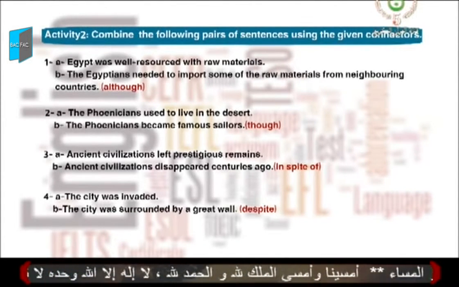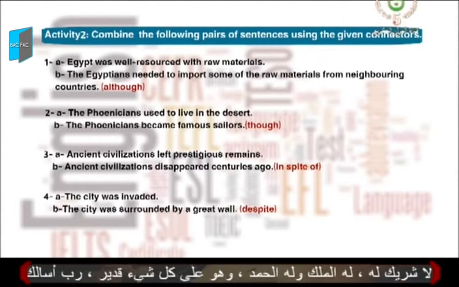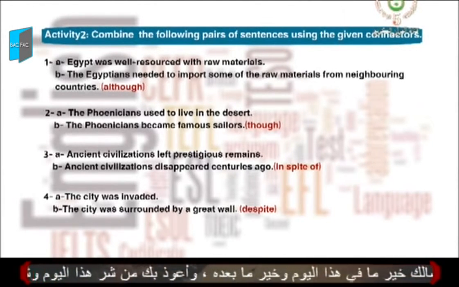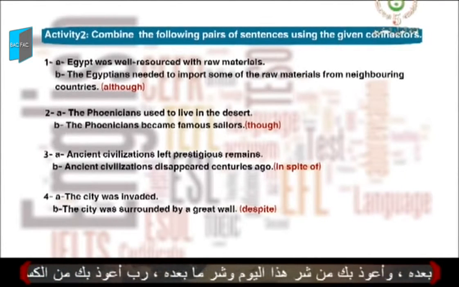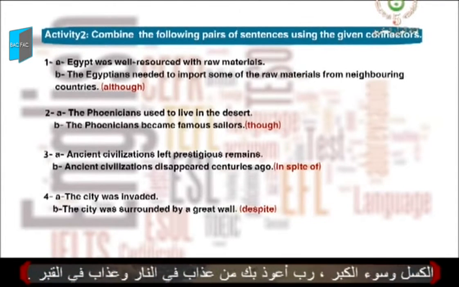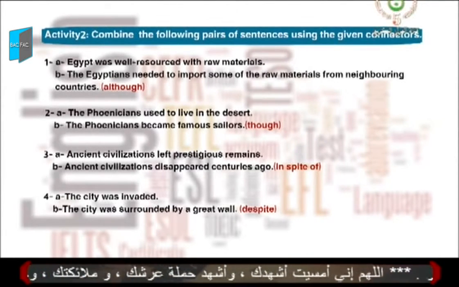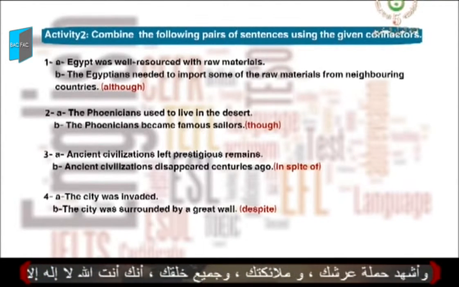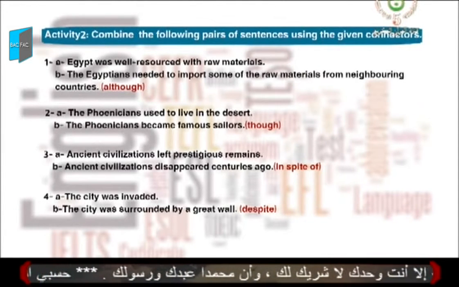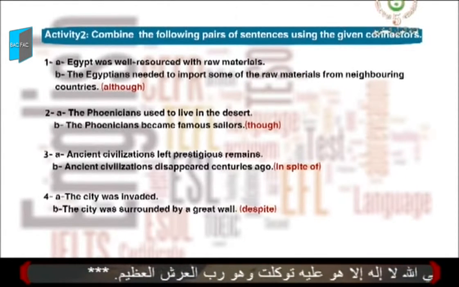Second sentence, the Phoenicians used to live in the desert. The Phoenicians became famous sailors, with though. Third sentence, ancient civilizations left prestigious remains. Ancient civilizations disappeared centuries ago. The link word this time is in spite of. And here we have two possibilities. Pay attention. The last one. The city was invaded. The city was surrounded by a great wall, with despite. And again, here we have two possibilities. Are you ready? Let's start sentence by sentence.